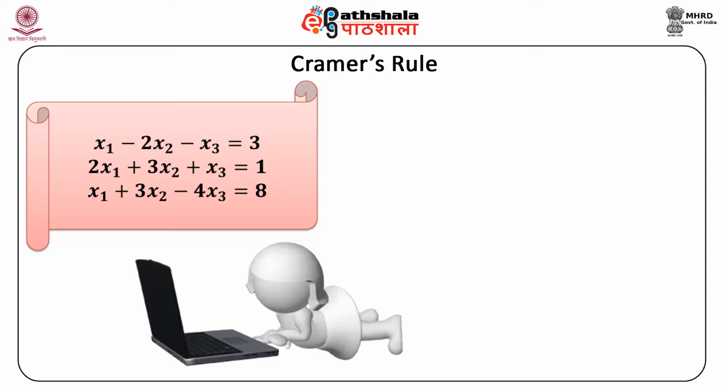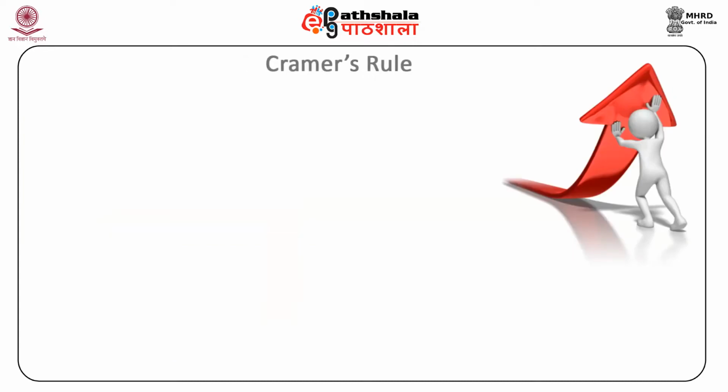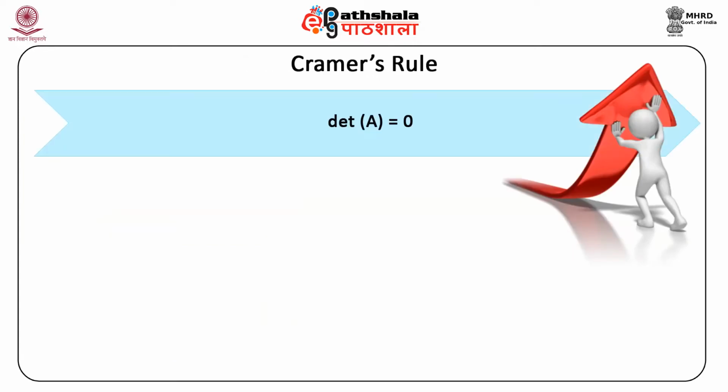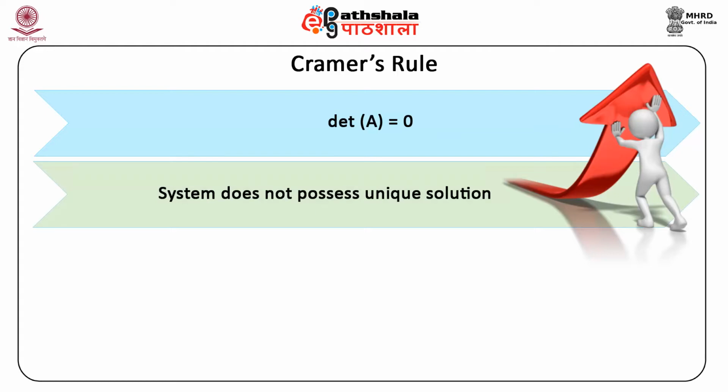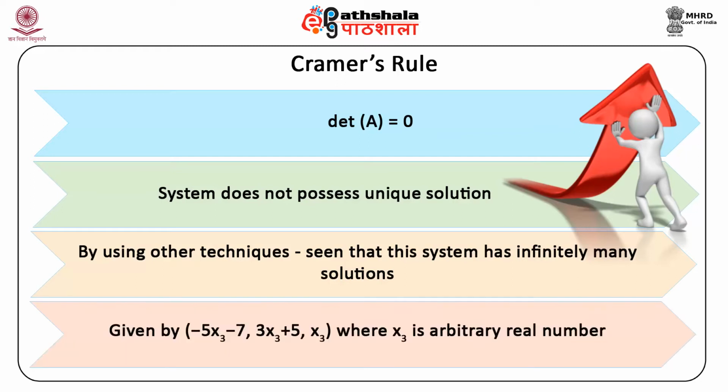Solution. Here the coefficient matrix A is given by A is equal to [1 minus 2 minus 1; 2 3 1; 1 3 minus 4]. Here it can be seen that determinant A is equal to 0. Hence the system does not possess a unique solution. By using other techniques which are discussed later, it can be seen that this system has infinitely many solutions given by minus 5x3 minus 7, 3x3 plus 5, x3, where x3 is an arbitrary real number.